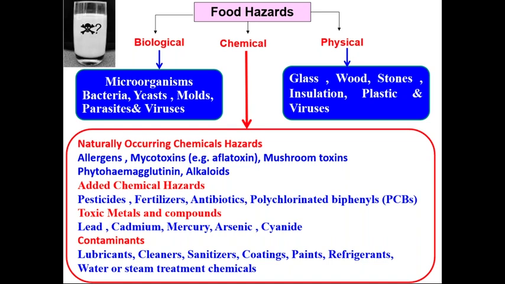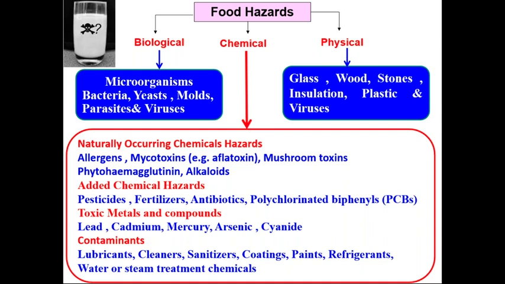Then we have the added chemical hazards. These are unintentional because they are added to the crop or they are given to the animal and they get carried into the food. So these include pesticides, fertilizers, antibiotics, and the PCBs. And then the toxic metals generally come through the water into the food, and these involve lead, cadmium, mercury, and arsenic. And cyanide comes mainly from the nutritional factors.